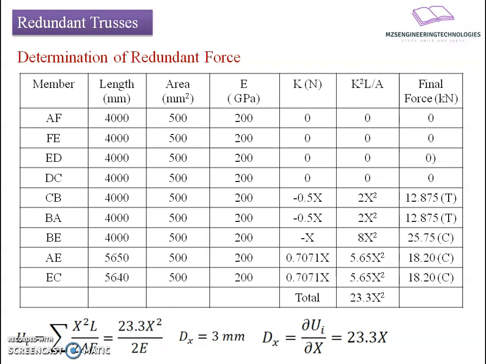23.3 x is how it comes. X square will yield a value of 2x. 2 at the numerator side and 2 at the denominator side will get cancelled. What remains here is 23.3 x divided by E. Please read it as divided by E. Then after rearranging the equation, we are interested to know the x value. X will come to be 200 into D. The D value we have is 3 mm, divided by 23.3. Leading to a redundant force value of about 25.75 kilonewton.